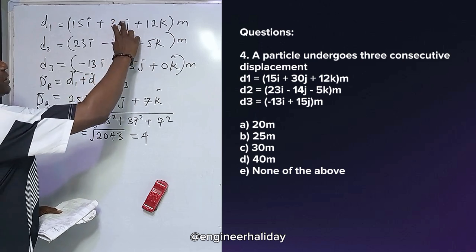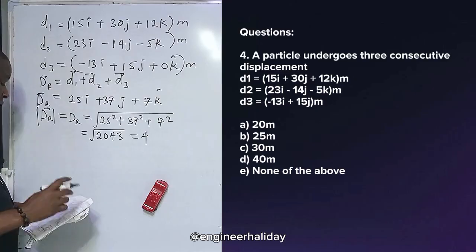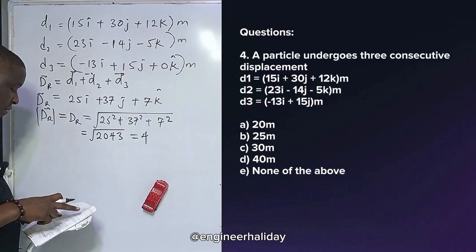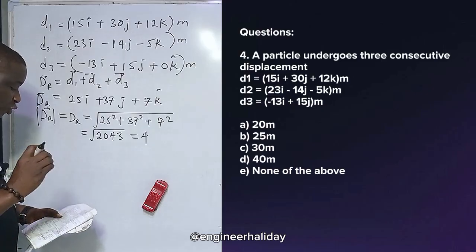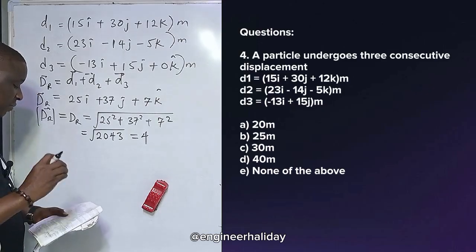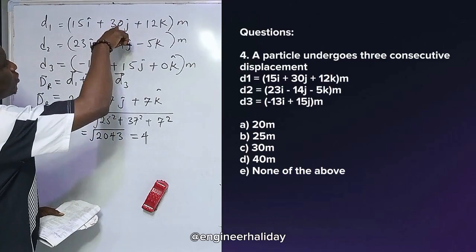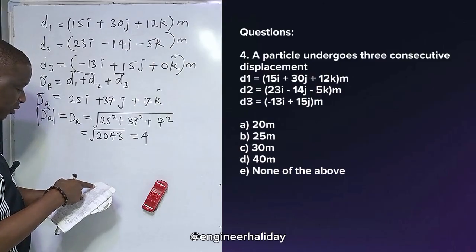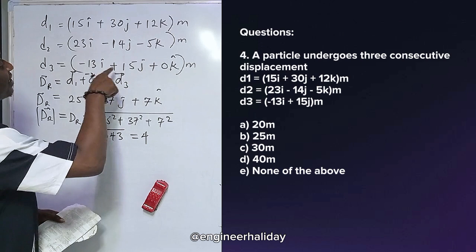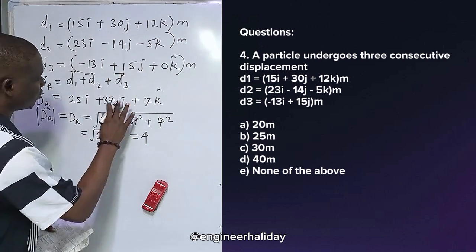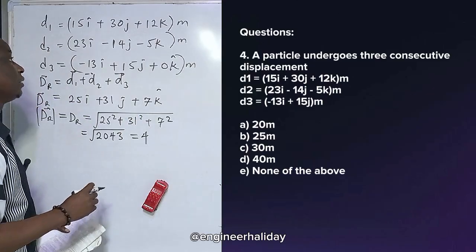I think we need to change this particular one. If we don't change it, this one should be 30. The options are A 20 meter, B 25 meter, C 30 meter, D 40 meter, E none of the above. Changing this value will alter everything, so this one should be 30 according to the question. I think I copied the wrong question. So 30 minus 14 will give us 16, and 16 plus 15 gives 31, so that we will not have something different.